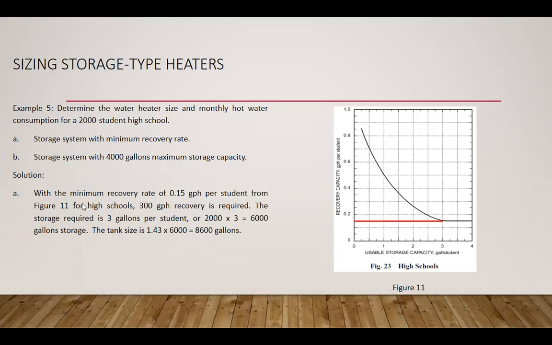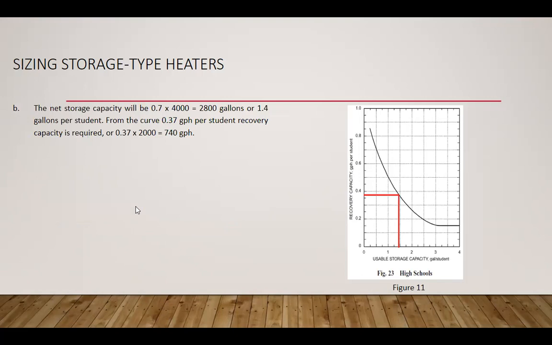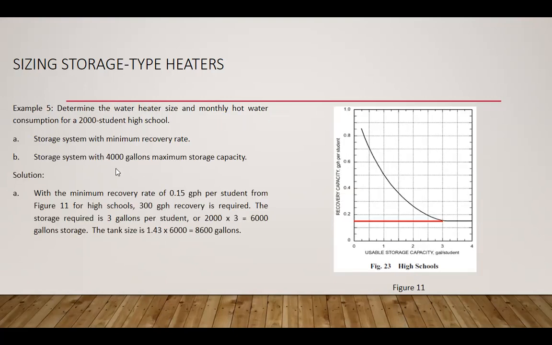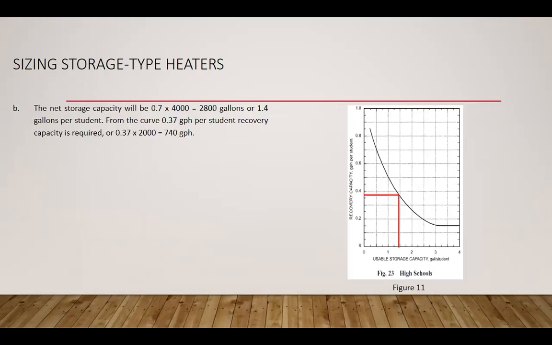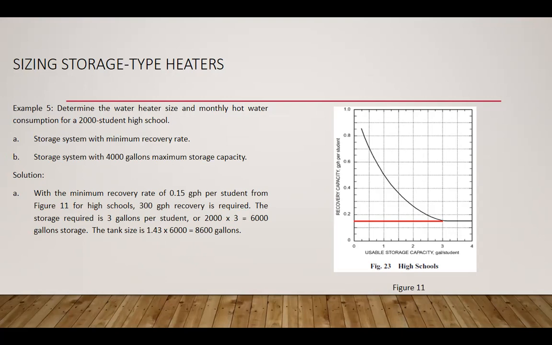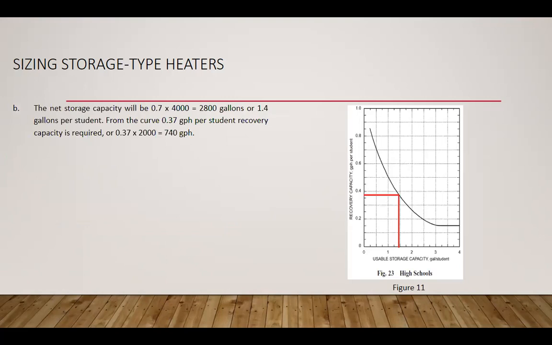Okay? So sa inyo, pag solusyon nyo, ipakita nyo lahat yung operation. B, the net storage capacity will be 0.7 times 4,000 if the maximum storage capacity is 4,000. So 2,800 or 1.4 gallons per student. So 2,800 divided by 2,000. From the curve na 1.4, makikita mo yung 0.37 gallons per hour per student recovery capacity. So 0.37 times 2,000 is 740 gallons per hour recovery rate. Yan. Ulit, itong gallons per hour, yung tumatakbo. Tapos yung meron siya nakakabit na storage tank, backup niya.